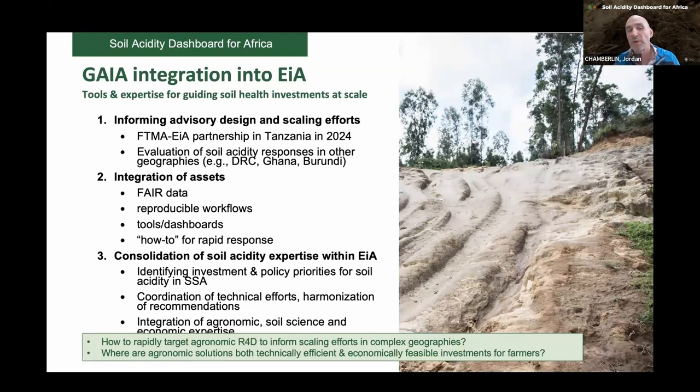And then finally, is a way to consolidate all the lessons that we've learned over the past few years within Excellence in Agronomy to make that available. So for example, to answer questions like how do we rapidly target agronomic R&D to inform scaling efforts in complex geographies, so when a new country comes along. Another question might be, where are agronomic solutions both technically efficient as well as economically feasible investments for farmers? So that's this integrated set of disciplinary and methodological approaches that we've got in our work.